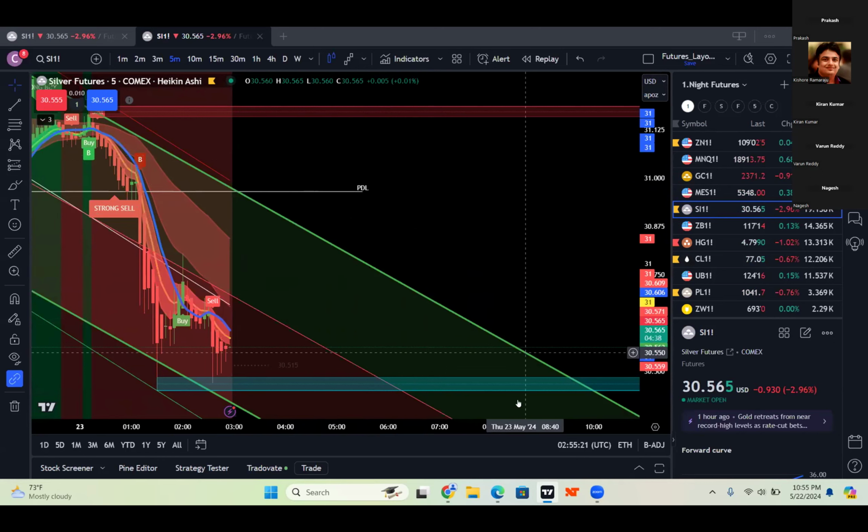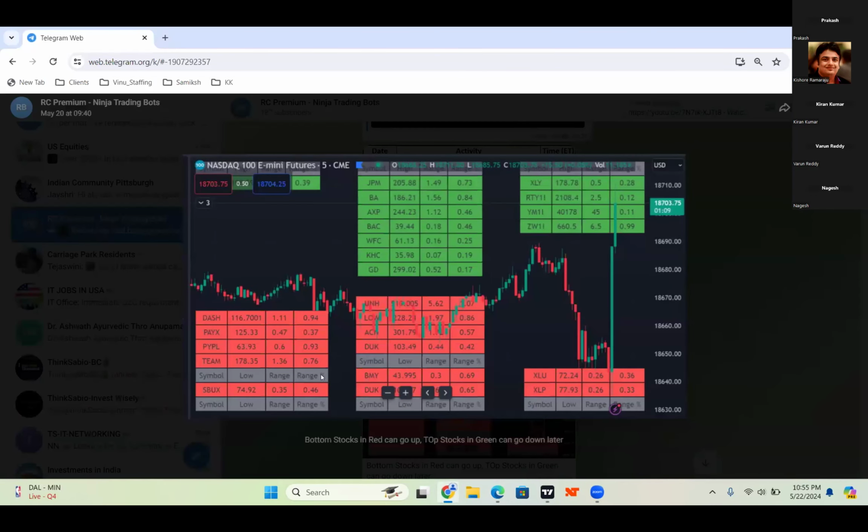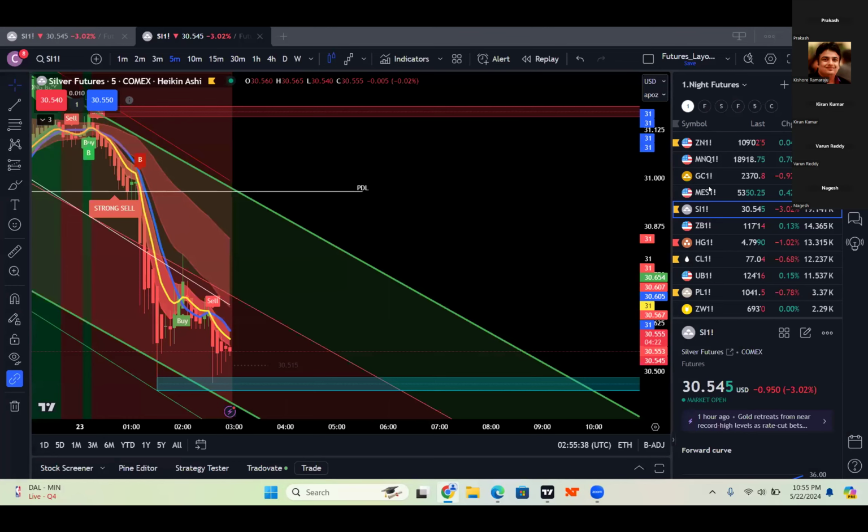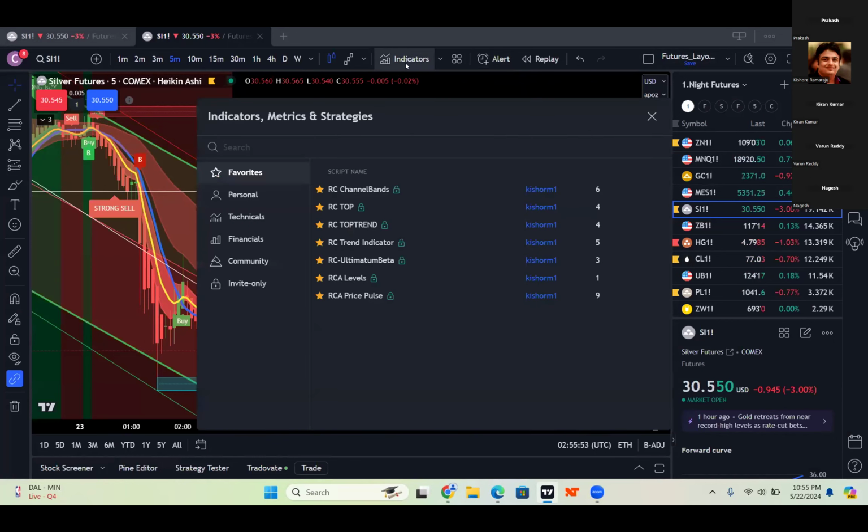Okay, and one more thing, recently you had pasted these kinds of indicators, like the top bearish symbols and bullish symbols. How do we see this in our view? Go to indicators, and click on the indicator symbol, indicators.